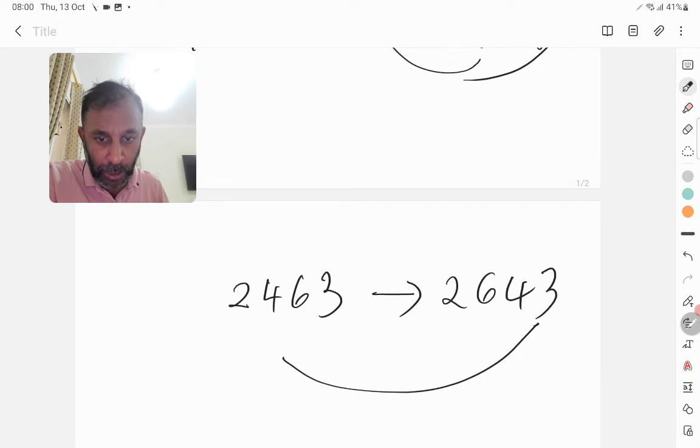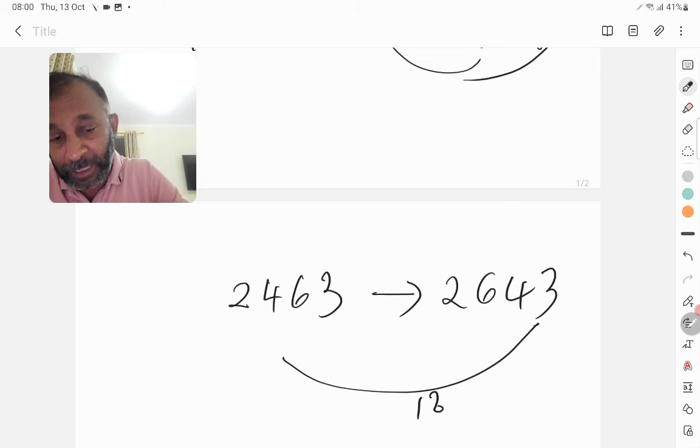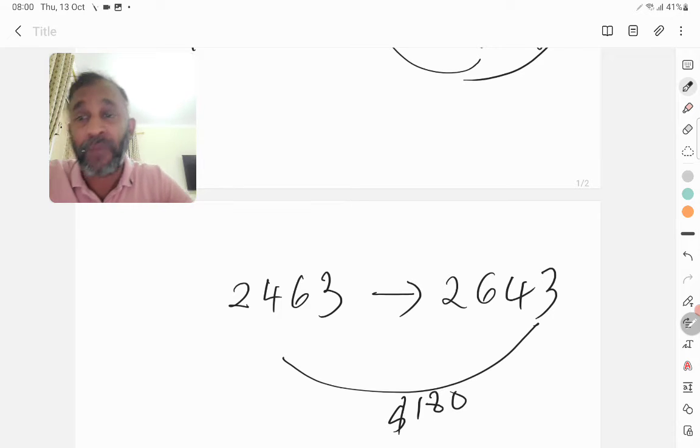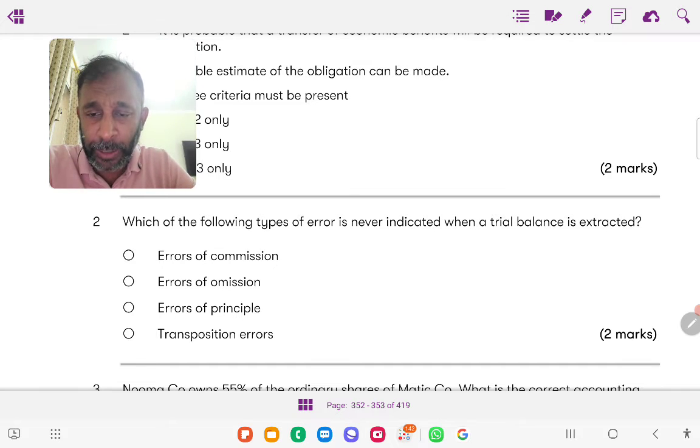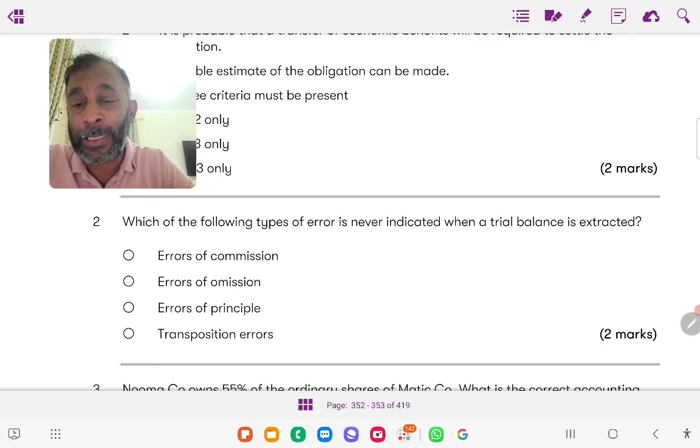2643 minus 2463, so there's a $180 difference coming. This will reflect an impact to your trial balance. So my answer is actually transposition errors, but unfortunately the textbook, the BPP, has chosen errors of principle. I really don't know why they have chosen that. I still believe that is not the correct answer, and I have written to them. Let me see what they come up with.